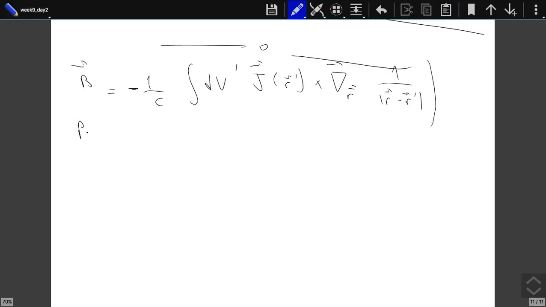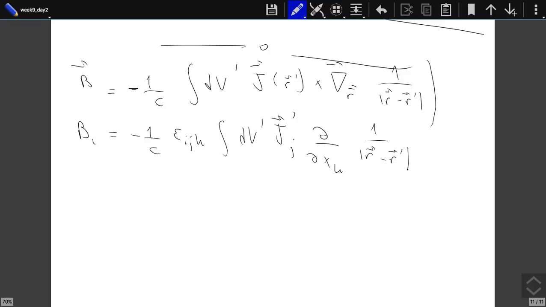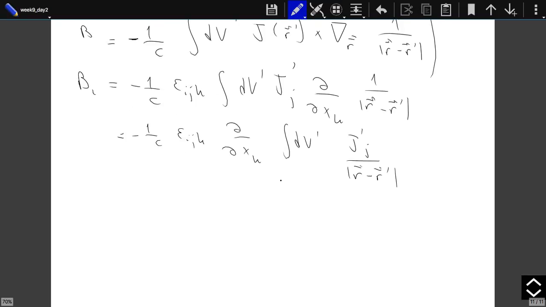So this is B. So B_i is minus 1 over c epsilon_ijk dV prime J prime_j del over del x_k of 1 over |r minus r prime|, which is equal to minus 1 over c epsilon_ijk del over del x_k dV prime, let me remove this vector sign, J prime_j over |r minus r prime|. This is what I call A_j. The j component of A.